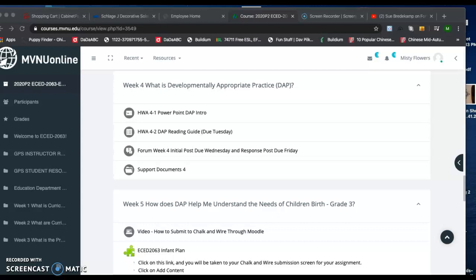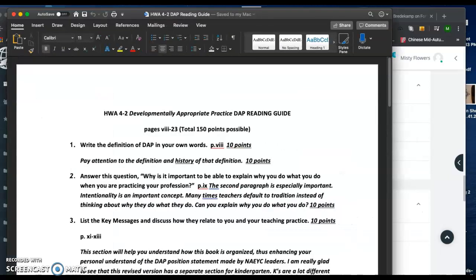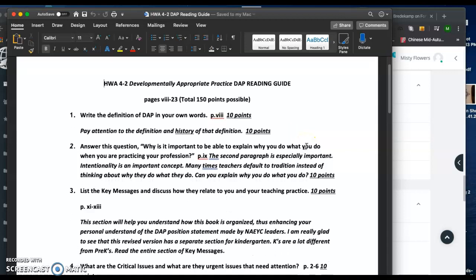Homework 4.2 is the reading guide, which goes along with your text, and it is worth 150 points. And the point values are beside each question.